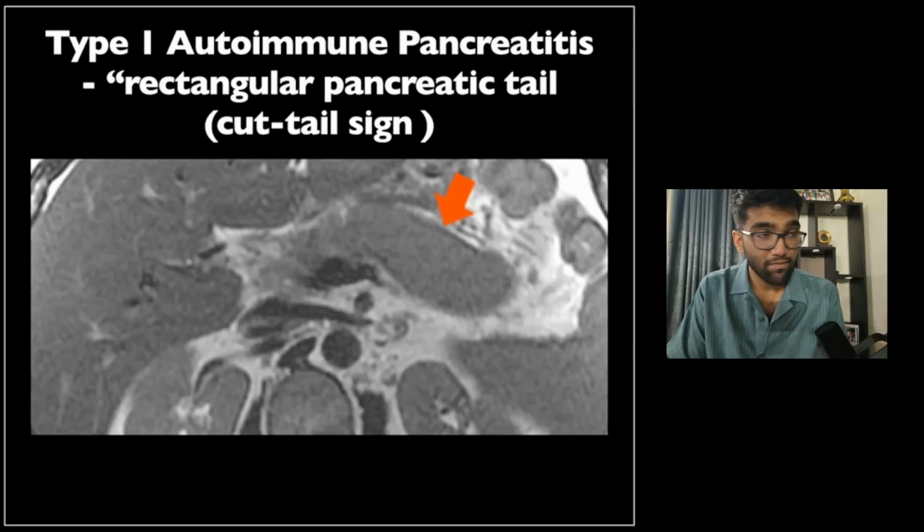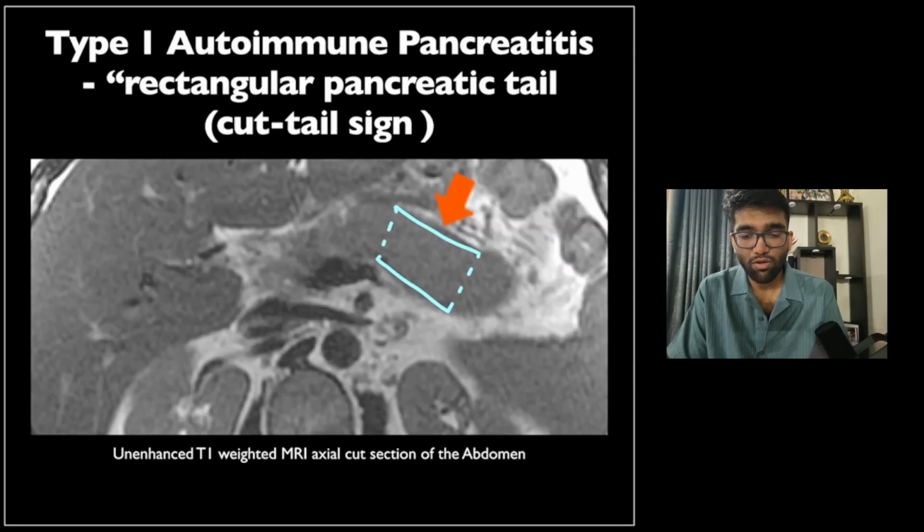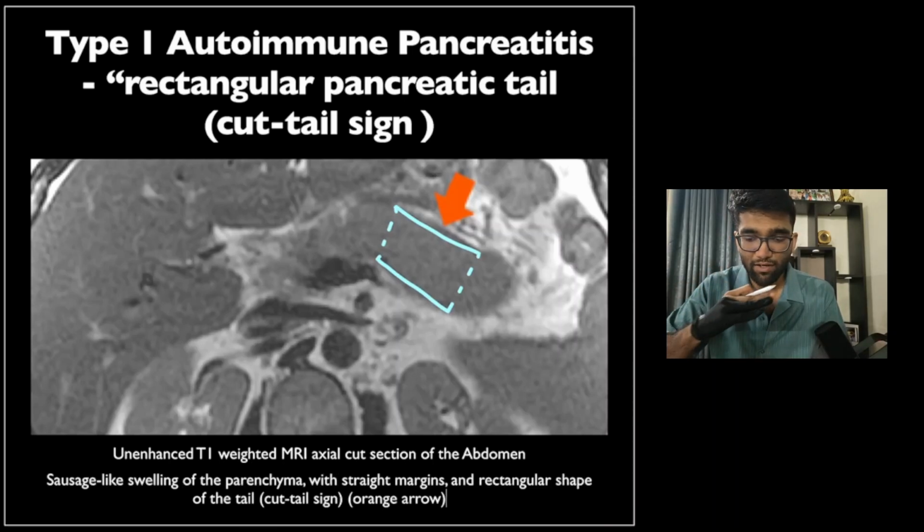Now, coming to a relatively specific finding that has primarily been described in type 1 autoimmune pancreatitis, that is the rectangular pancreatic tail or the cut tail sign. However, like I said, it does not differentiate type 1 from type 2. This is an unenhanced T1 weighted MRI axial section of the abdomen, and I've just highlighted what is called the cut tail sign. It's almost as if someone's taken a knife and cut off the edges of the gland. So there's an otherwise sausage-like swelling of the gland with straight margins that appear to have been cut with a knife, and that gives a rectangular silhouette to the tail. And this has been called the cut tail sign.